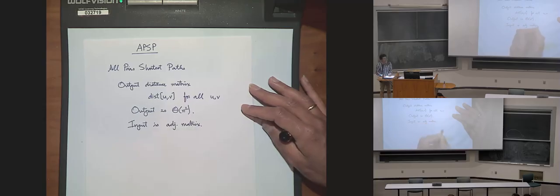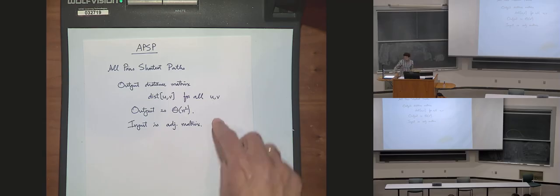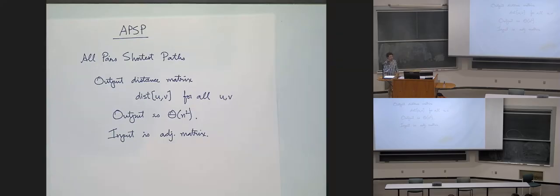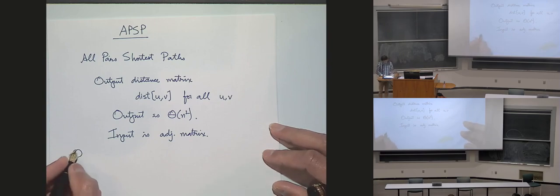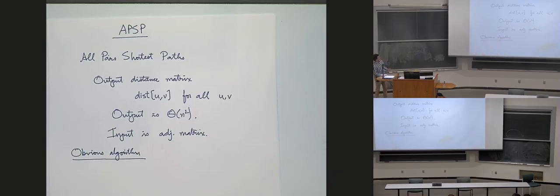the adjacency matrix. Usually you think of the input being an adjacency list because you don't want to store all these zeros. But in this case, because for all pairs shortest paths the output itself is so large, the input is an adjacency matrix, and we'll see that we can actually get some better algorithms. Okay? So what is the obvious algorithm for all pairs shortest paths?